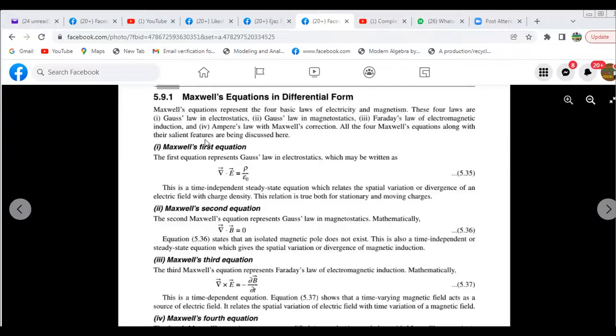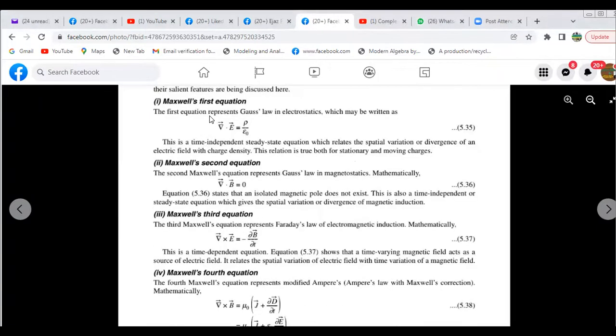Maxwell's first equation represents Gauss's law in electrostatics. That means the divergence of the electric field equals the charge density divided by epsilon naught. This is a time-independent, steady state equation which relates the spatial variation or divergence of an electric field with charge density. This relation is true for both stationary and moving charges.